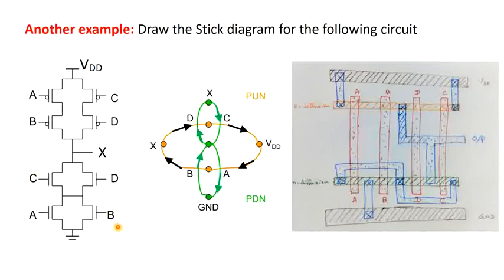So I hope this gives you a good idea of how to draw a stick diagram for any Boolean function represented using CMOS.